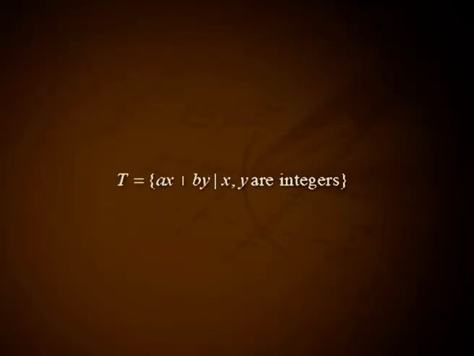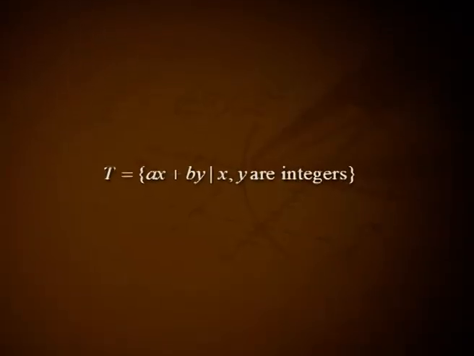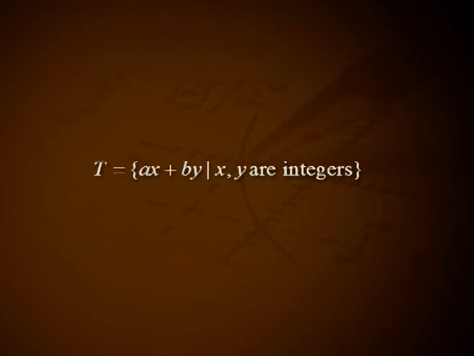Corollary. If a and b are given integers, not both 0, then the set T = {ax + by : x, y integers} is precisely the set of all multiples of d = gcd(a, b).